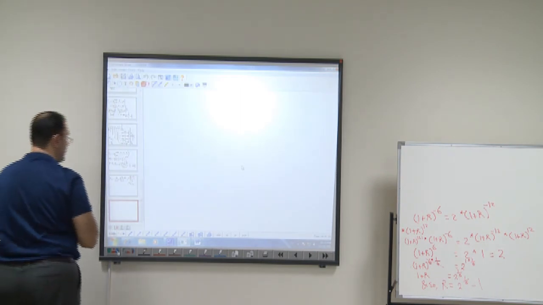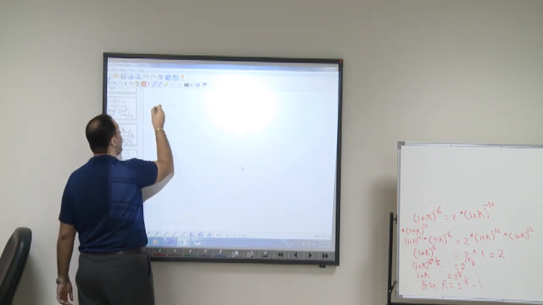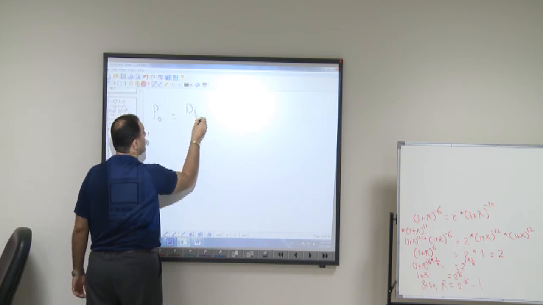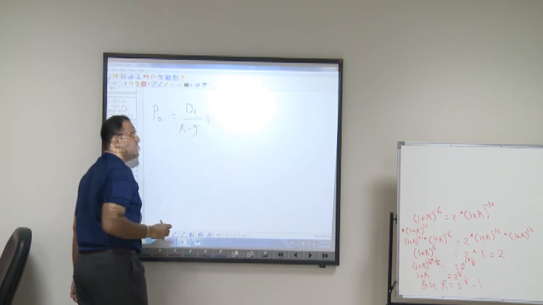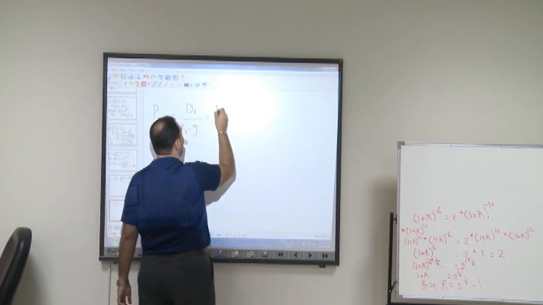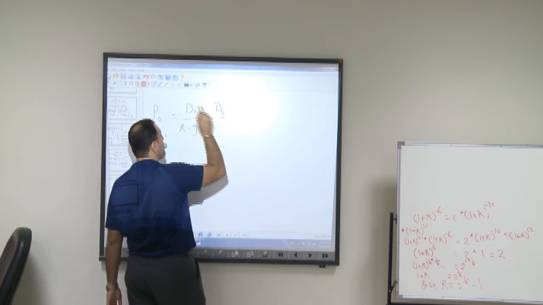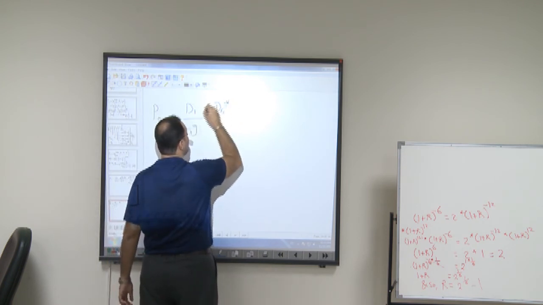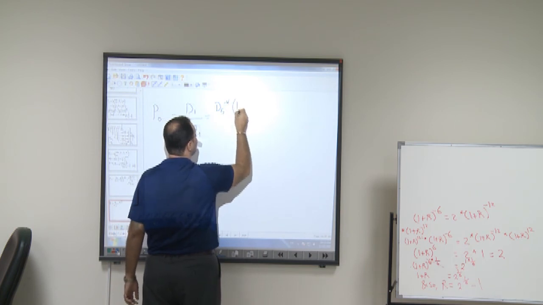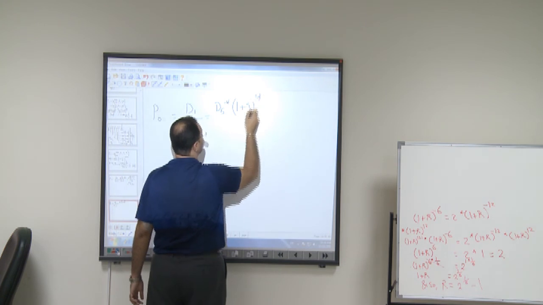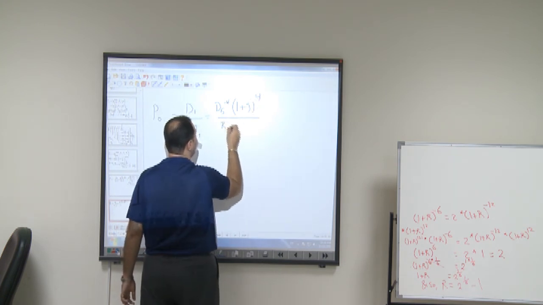So this is going to be what? Again, P0 is D1 over R minus G. But we're not given D1, right? What we have is D5. So we can work back from D5 to D1. How? D1 is going to be D5 times 1 plus G to the power of negative 4, over R minus G.